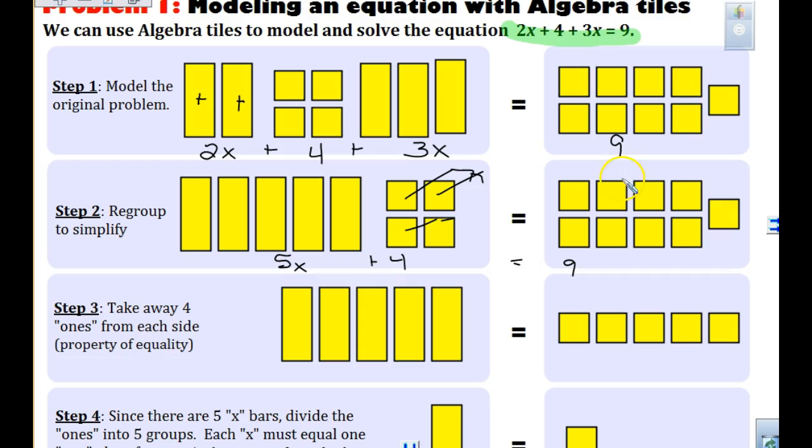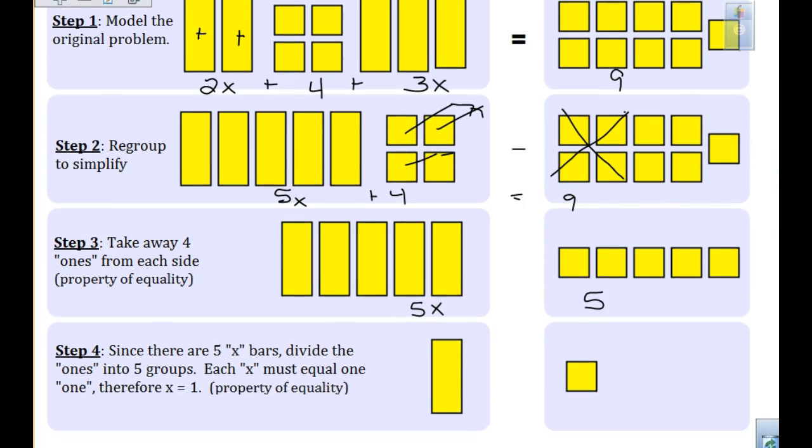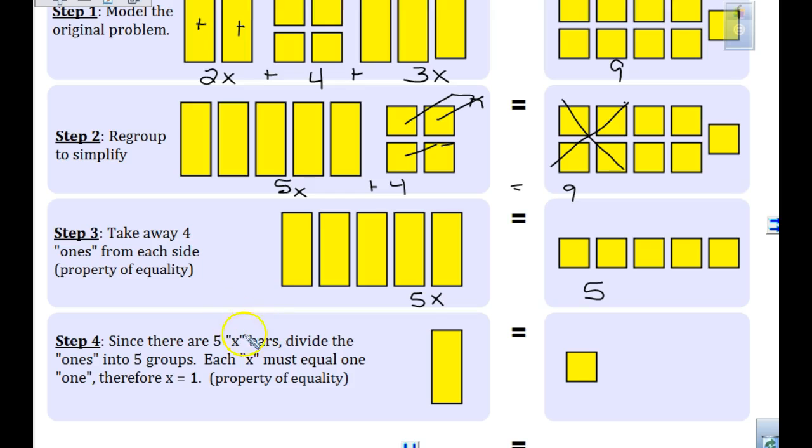If I remove 4 from this side, I need to remove 4 from this side, which means we are now left with 5, and we still had 5X. So if we are solving this, and some of you are going, oh, this doesn't make sense to me, I know I can just do the math and solve it. That's great. But since we have 5, we would have divided this out and said, okay, since there's 5 here and 5 here, each one of these X tiles has to be equal to 1, okay?